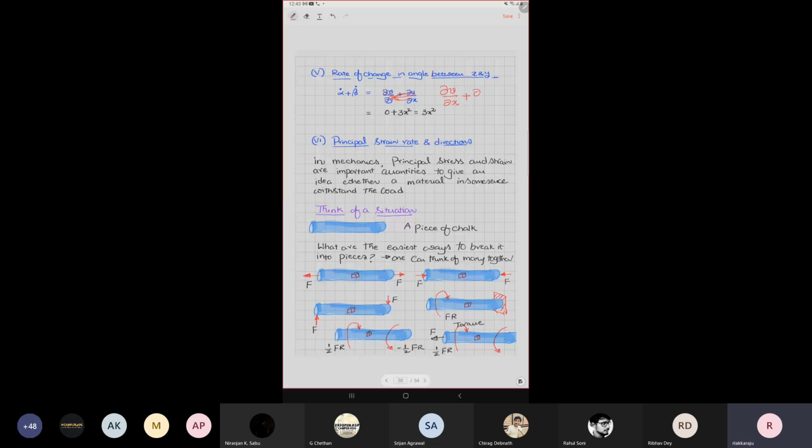Okay. And that is the way we will calculate at the math level. There is something named principal strain rate and direction that we will see in the next class.